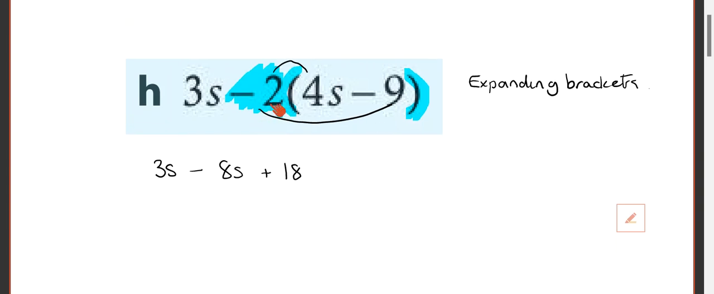But we need to say, right, what do we have? We have 2 lots of 4s, which is 8s. And we have 2 lots of 9, which is, we have negative 2. So now we can collect things together and we have 3 S's minus 8 S's is negative 5 S's. So it sounds like you've got that bit down, the collecting things together. It's just this expanding the brackets, not so great at. Any questions on that? Okay, so we found the gap.